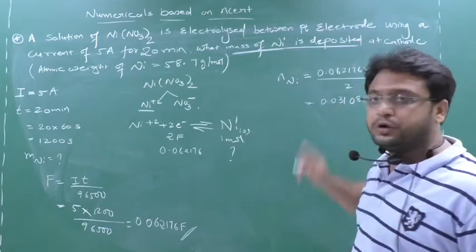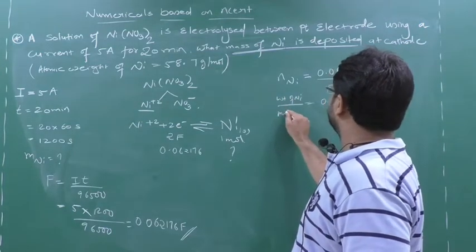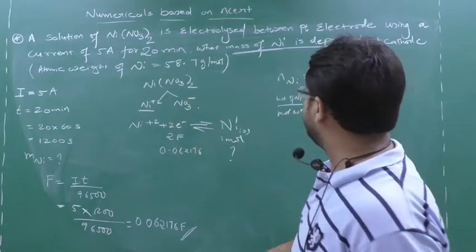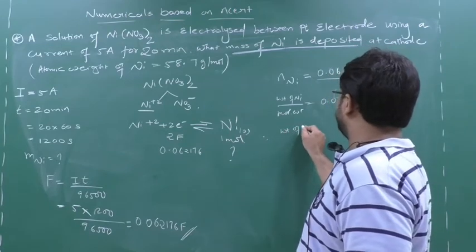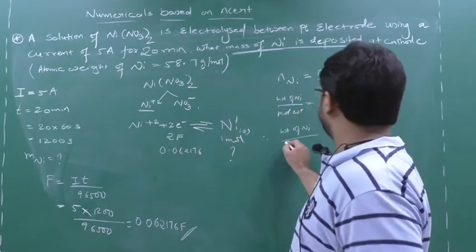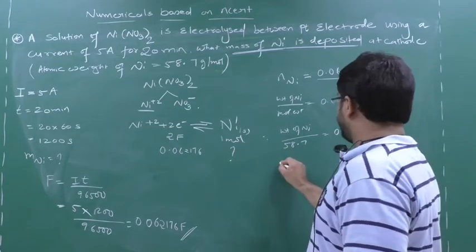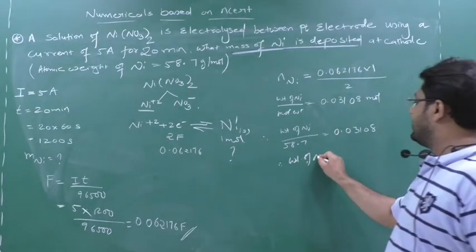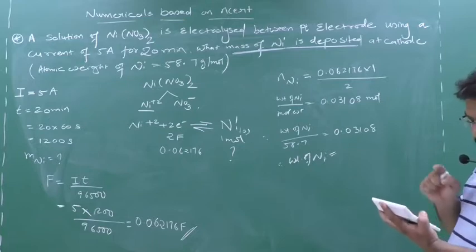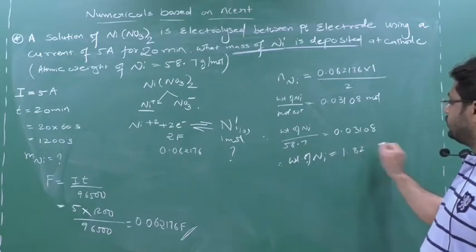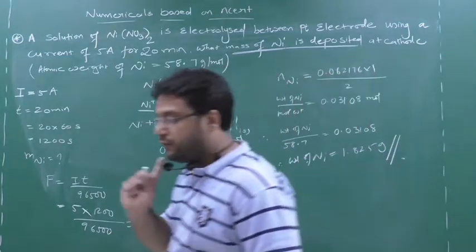So how to convert this mole into gram? Weight of nickel by molecular weight. Yes or no? And the molecular weight or atomic weight is given, so that is how we have to calculate weight. Weight of nickel, atomic weight given is 58.7, times 0.03108. When you multiply these two values, you get the answer as 1.825 gram. So this is your exact answer for the weight of nickel.